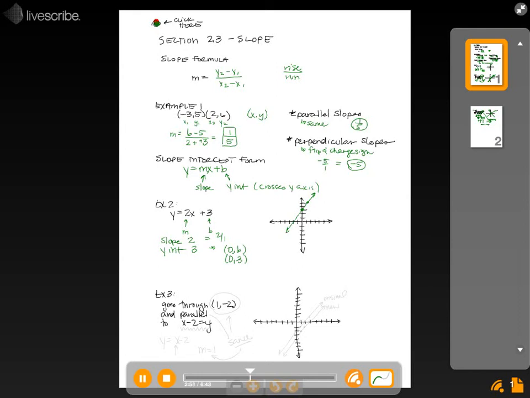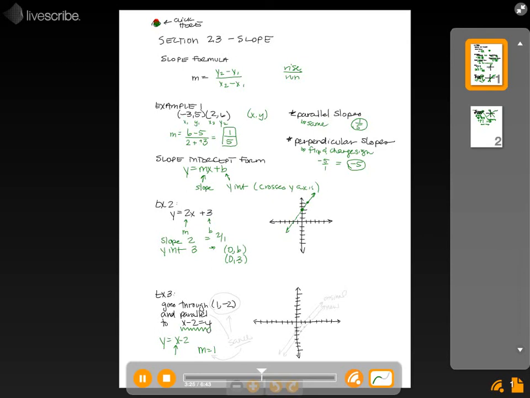Example 3 down here says that we want to go through 1, negative 2, and it needs to be parallel to x minus 2 equals y. So the first thing we need to do is look at our first equation there. X minus 2 equals y. Well, we could flip that around and make it y equals x minus 2, and then it's in slope-intercept form. And we want to know the slope of that equation. Well, there's nothing there in front of the x, so it's understood that it's a 1. So for the line they give us here, our slope is 1.